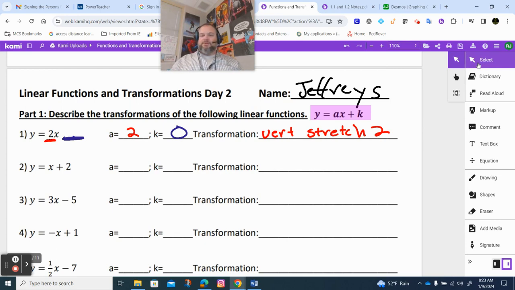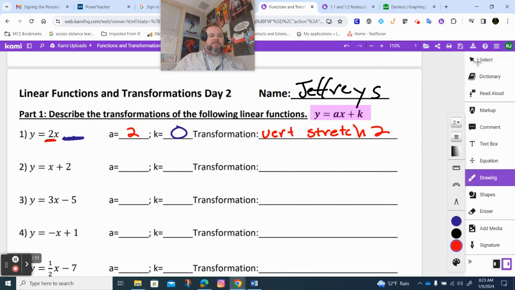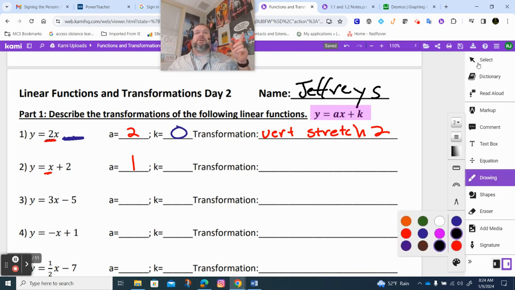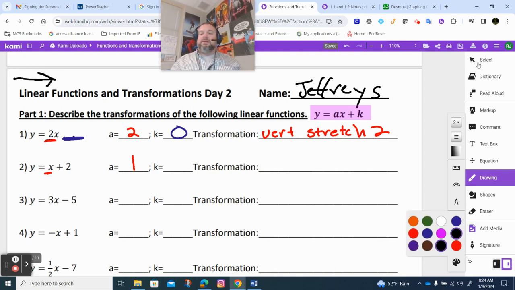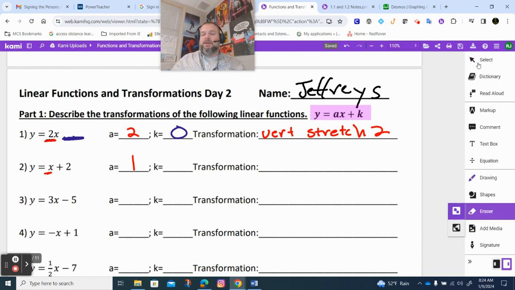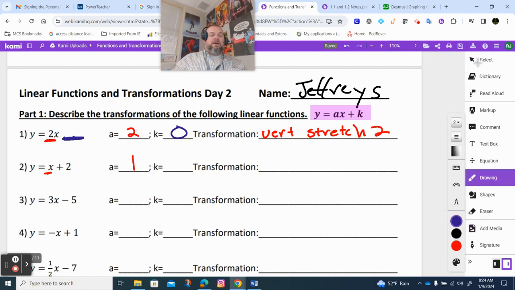Let's look at number 2. What is our a value right there? What is in front of x? 1. Now, here's what's crazy. Remember, English language goes left to right. If you normally read from right to left, that's different. That's easily confused. And then our k, what is being added or subtracted at the end? 2.